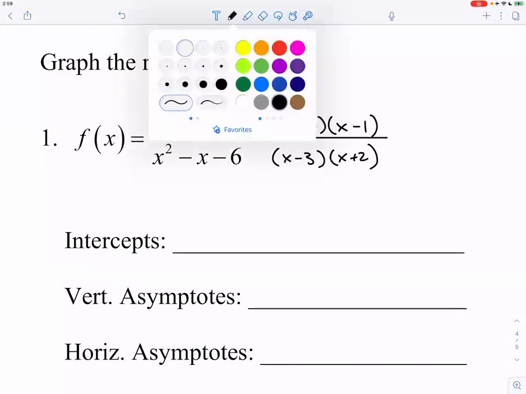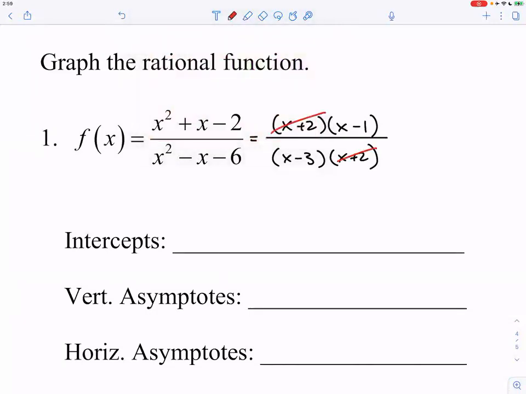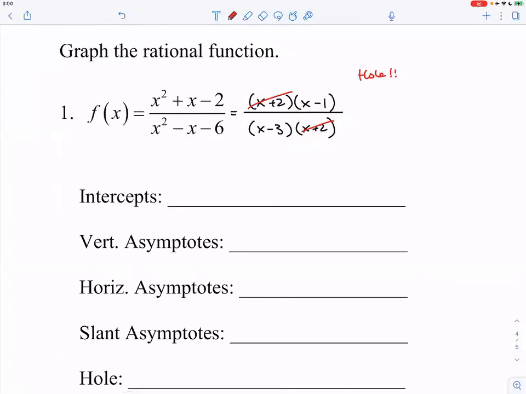And what you can see here is that something cancels out. And what does canceling out mean? Remember, if you cancel something out, there's a hole, right? So again, it screams that there's a hole. So we know the hole is going to have the x-coordinate of -2 because x cannot be -2, even though we cancel the x plus 2. So again, every single action should be supported by a solid reason.